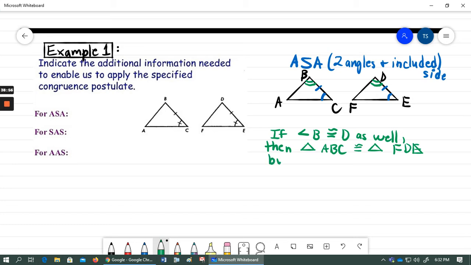By the angle side angle congruence theorem. By the ASA angle side angle theorem.